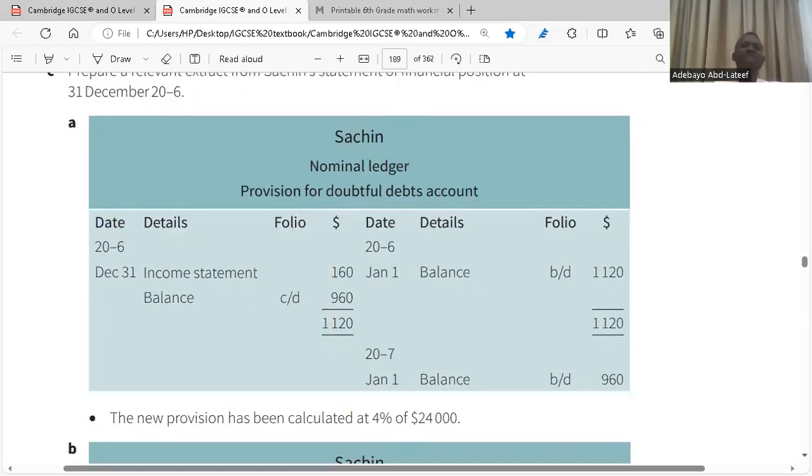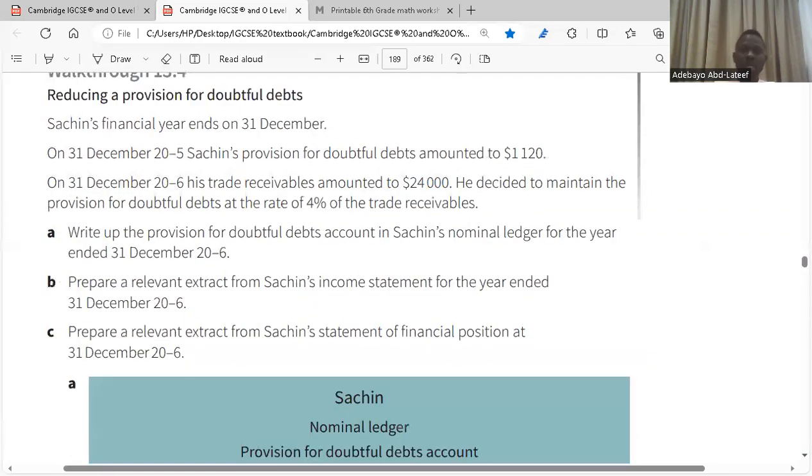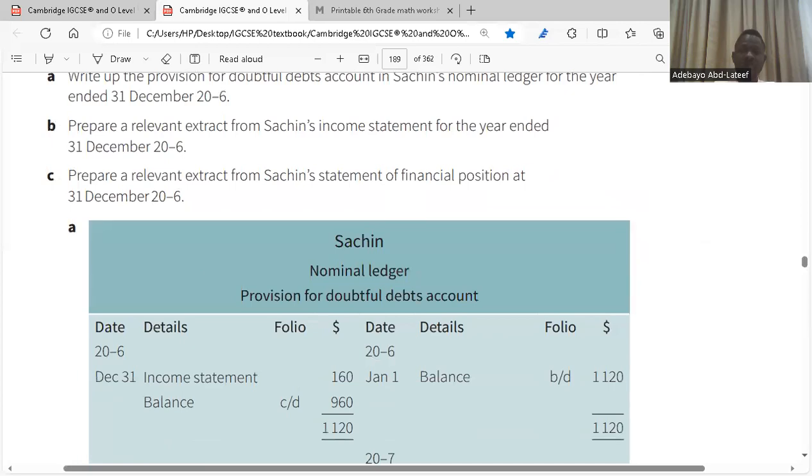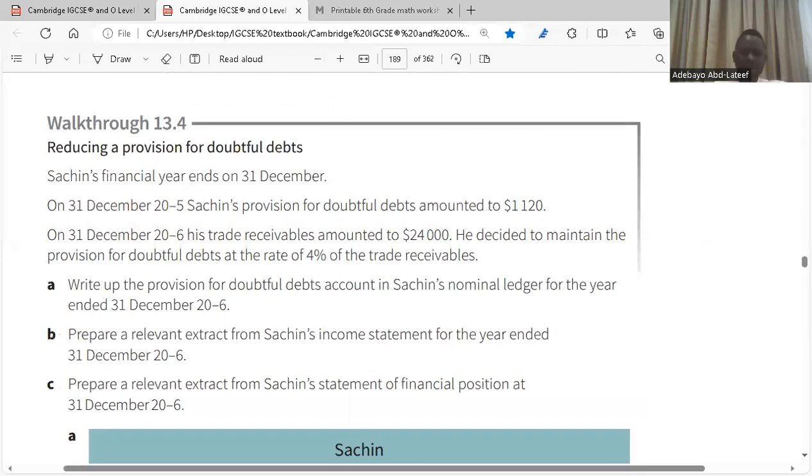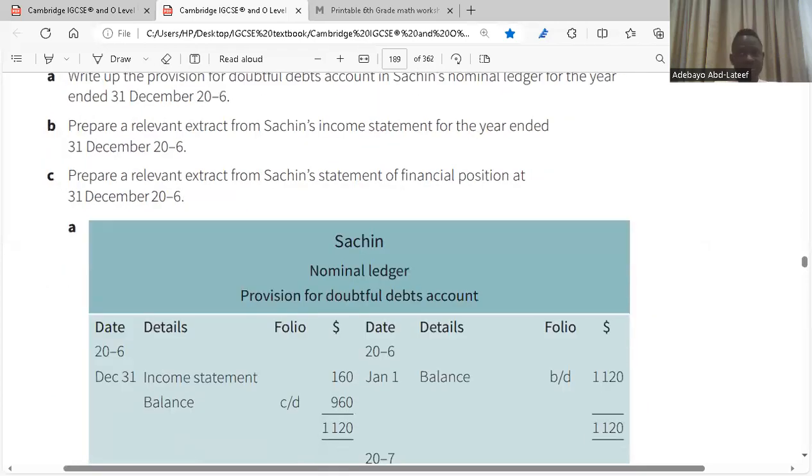So the first thing is the provision for doubtful debt account. Your income statement will have 160 on the debit side, and the balance brought down is the old one, which is 1,120. What's 160? It is the difference, they said 4%. 4% of the new 24,000 is 960. The 160 is the difference between the old provision for doubtful debt and the new provision for doubtful debt.